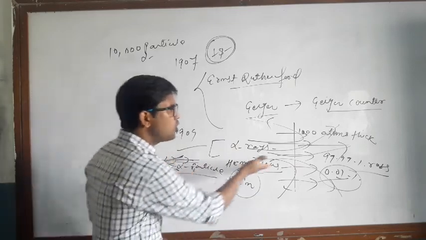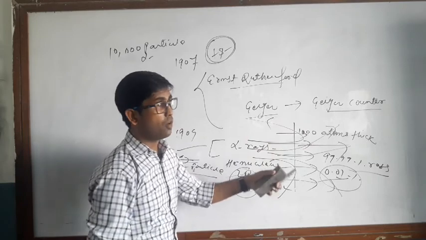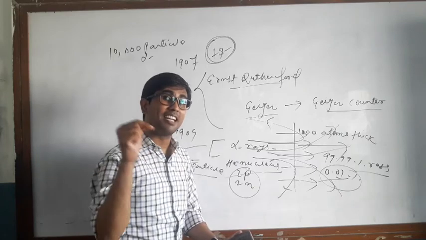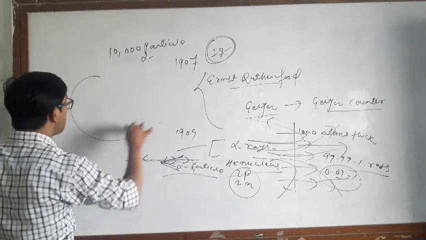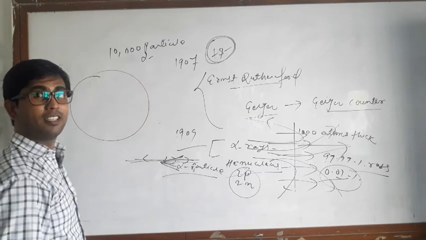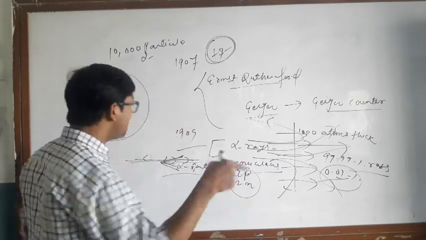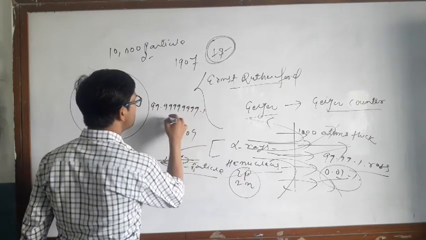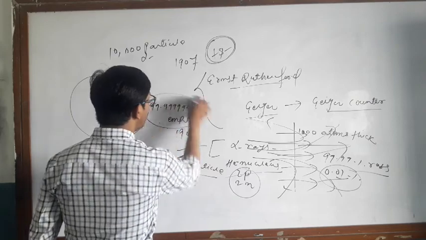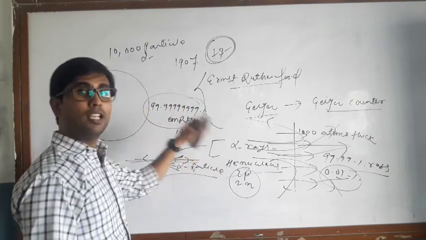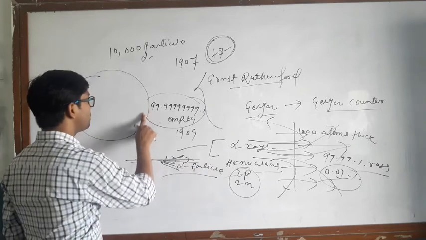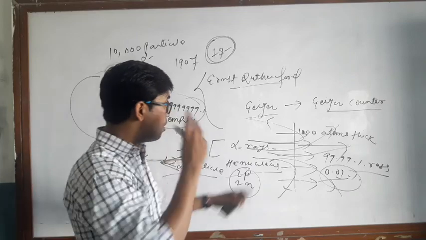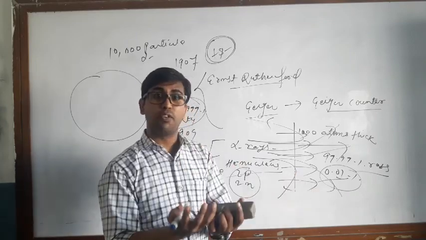If most of the rays are crossing through the foil, then the atom is not filled. The atom must be empty inside. And so he thought that the atom is empty. And in reality, the atom is 99.99999999% empty. That much percentage of the atom is actually empty. First thing clear? From the experiment, the first thing that became clear is that the atom is not filled like a watermelon.